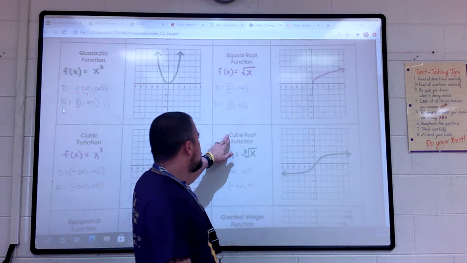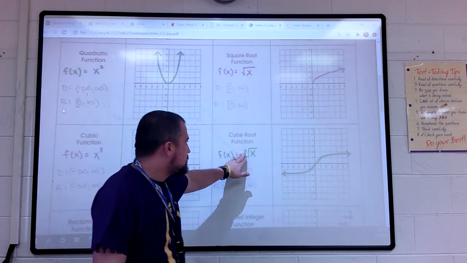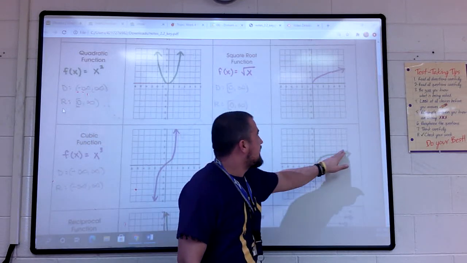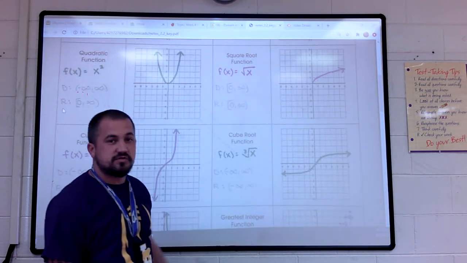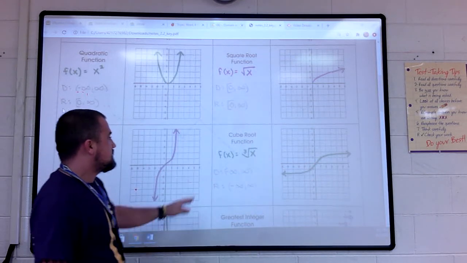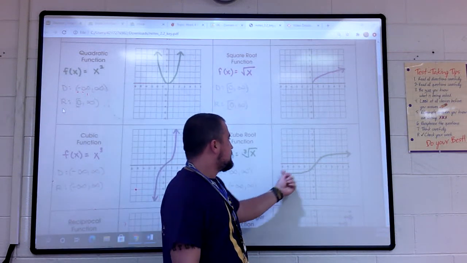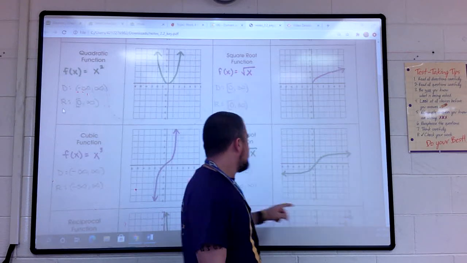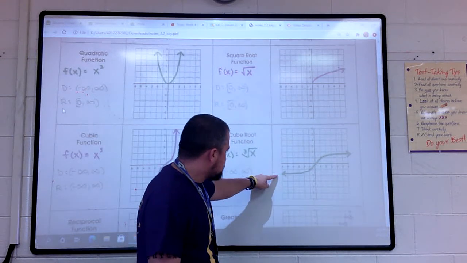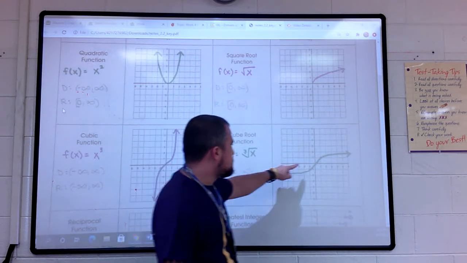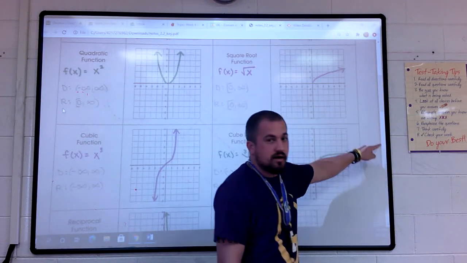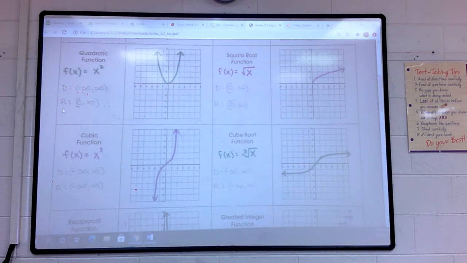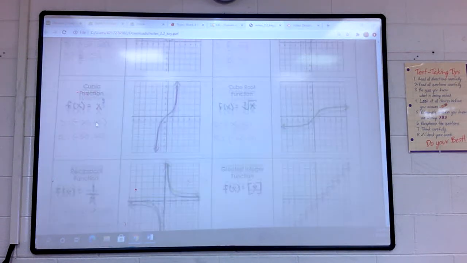The cube root function is y equals the cube root of x. It's different from the square root. Notice the cube root kind of looks like the square root, but it also goes the other way as well. So the domain is clearly pointing to the left and to the right, to negative infinity and positive infinity. The range goes down if you continue it, and goes up if you continue it. So the range also is from negative infinity to positive infinity.